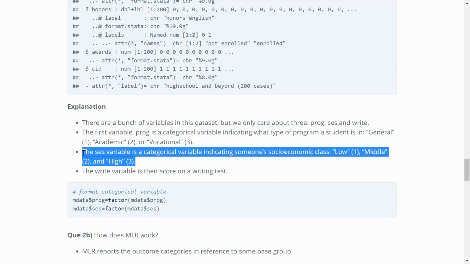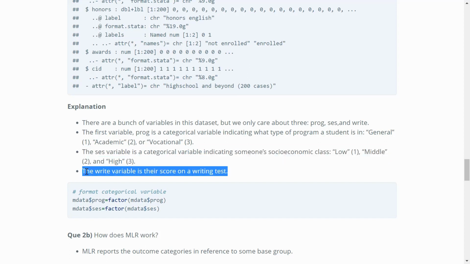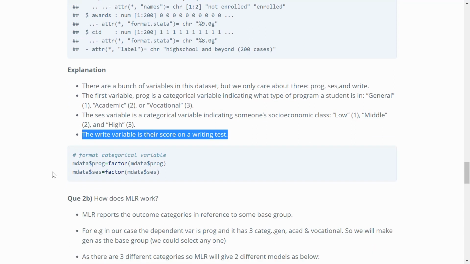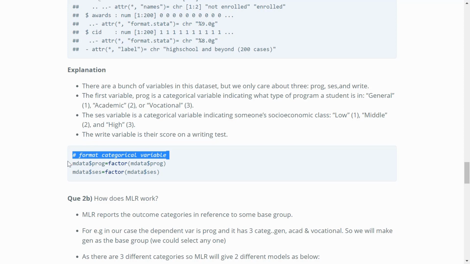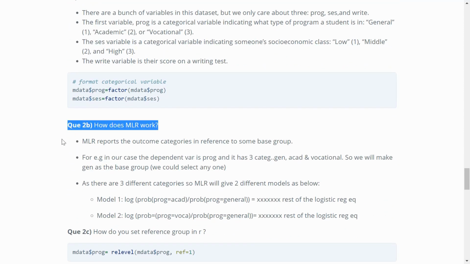The third point says the SES variable is a categorical variable indicating someone's socio-economic class: low given by 1, middle given by 2, and high given by 3. The write variable is their score on a writing test. Now in the next step, we will convert the PROG and SES variables to factor variables. So we have already seen above how we can convert any variable to a factor variable, so I will not explain it again. After converting it into factor variables, we will proceed to performing MLR.